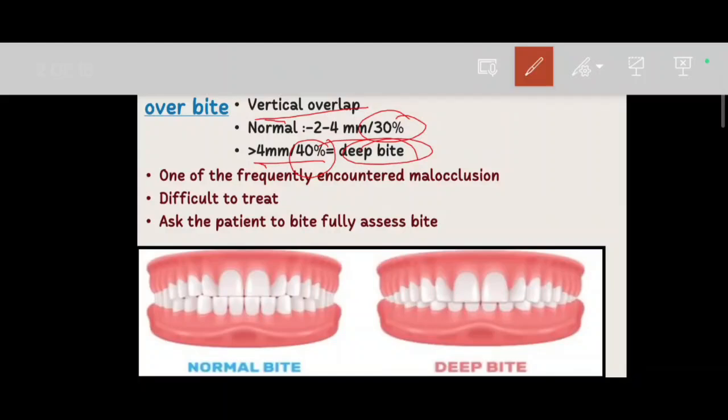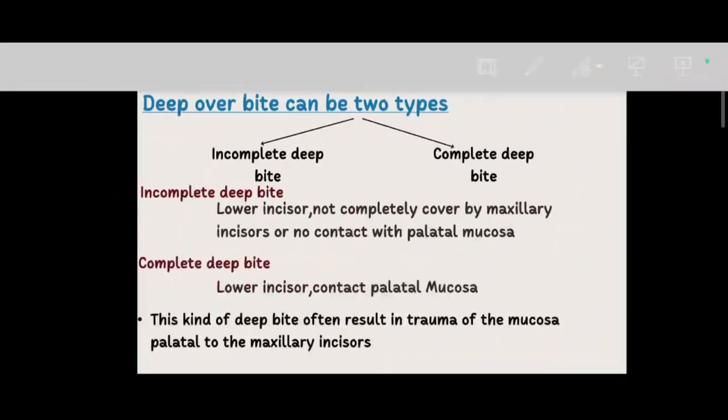So how do we assess deep bite clinically? It is very simple. Ask the patient to bite completely and then observe the overlap of the anterior teeth. In this slide, two images are shown, a normal bite and a deep bite. In normal bite, the upper incisor slightly overlaps the lower incisor. But in deep bite, the upper incisor excessively covers the lower incisor. Easy, right?